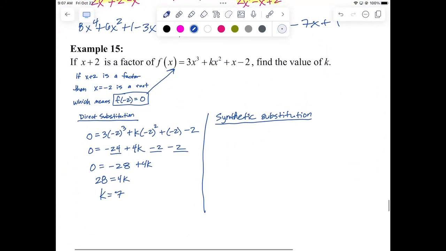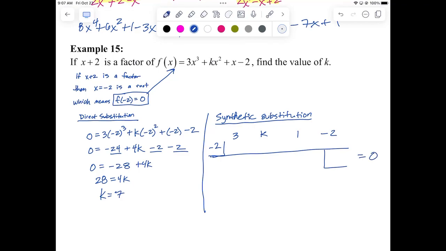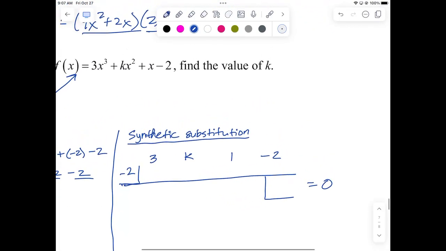Now here's what synthetic substitution would look like. I write out the coefficients of f of x in descending order with a placeholder for anything that might be missing. So I got 3, I got k, I got 1, and I got -2. And I synthetically divide with what? -2. So I put that in the box out front, and I have to force my last box to be what? That better equal 0 when it's all said and done. So let's go ahead and do the synthetic process here.